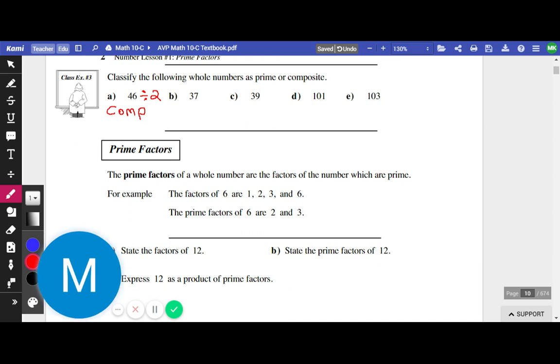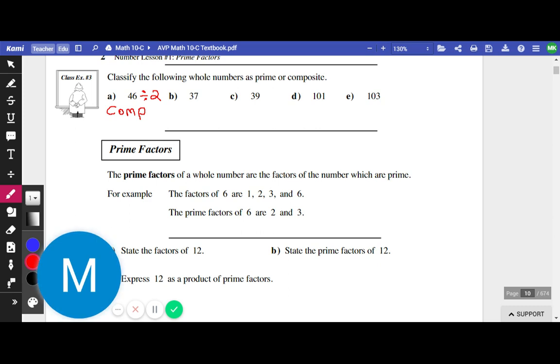The number 37. I have to decide if it's prime or composite. The way I would do it is I would take my calculator out and I would go 37 divided by 2. Enter. Gives me a decimal. 37 divided by 3. Gives me a decimal. 37 divided by 4, decimal. 37 divided by 5, decimal. 37 divided by 6, decimal. 37 divided by 7, decimal. But I can stop at that one.